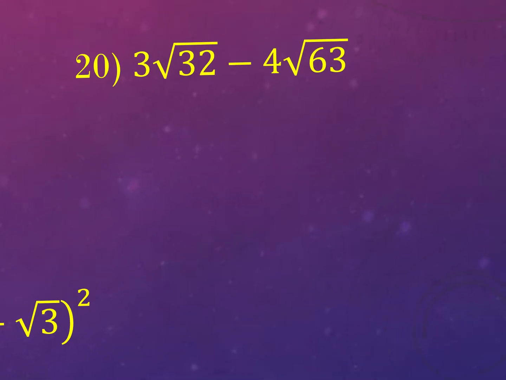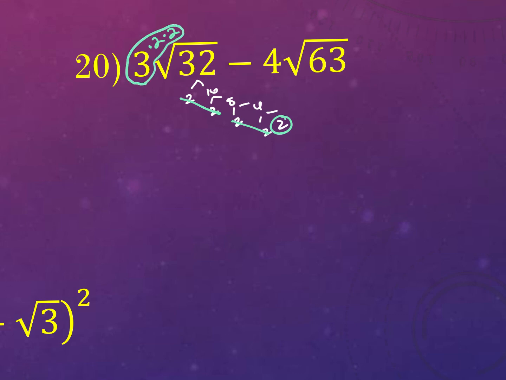23: square root of 2 minus 4 square root of 63. I'm going to break down that 32: 2 and 16, 2 and 8, 2 and 4, 2 and 2. A pair of 2's comes to the outside. It's going to get multiplied by that 3. A second pair of 2's comes out, and 1 stays underneath. So I get 3 times 2, which is 6, times 2, which is 12. And then square root 2 for the 2 that's left by itself.